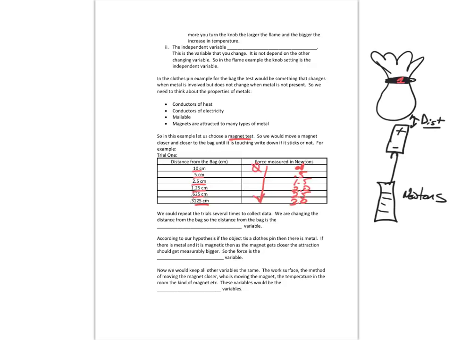All right. So the next step is answering the rest of this. It says we could repeat this and collect data several times, and we would, if we were actually doing it, repeat this several times. Then we're changing the distance from the bag. We're changing the different distances. So what is the distance? Is it dependent, independent, or control group? The independent is correct. The distance is independent. Why is it independent?